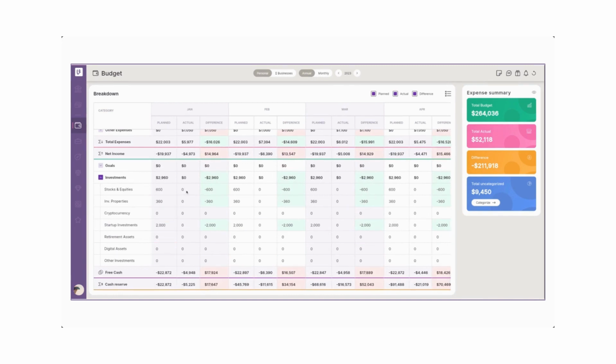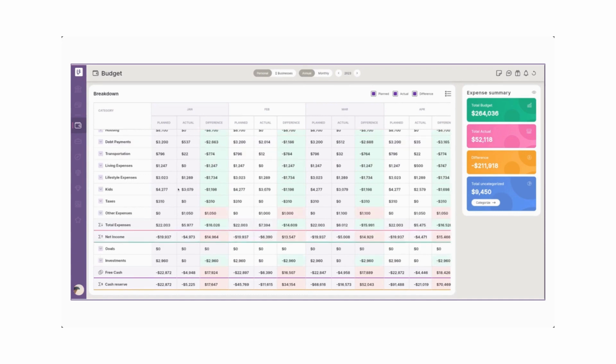On the transactions page, you can categorize some of your expenses as going toward those investments. This way, you always have a clear picture of your financial situation. You can see your income, expenses, money allocated for goals, and the portion you're investing.